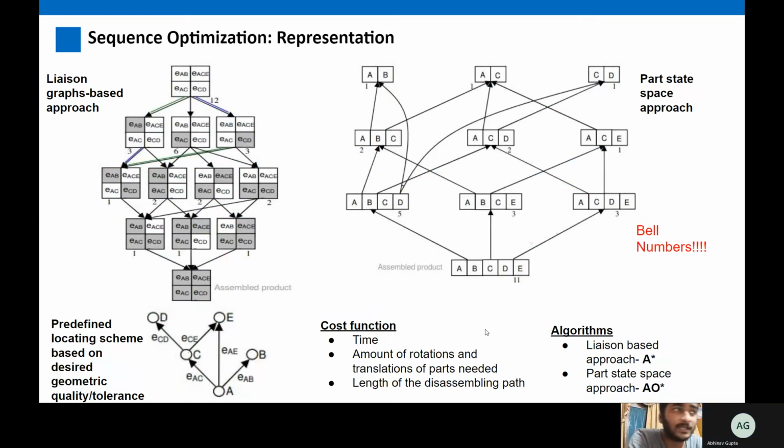We can also consider the length of the disassembling path as a cost function, and we can aim to minimize it. Now, since the Lyson graph is an OR graph and this part state space is a compositional graph, for optimizing this entire assembly in the Lyson graph-based approach, we use the A-star algorithm, which works for OR graphs. And for the part state space approach, we use the AO-star algorithm, which works on compositional graphs.